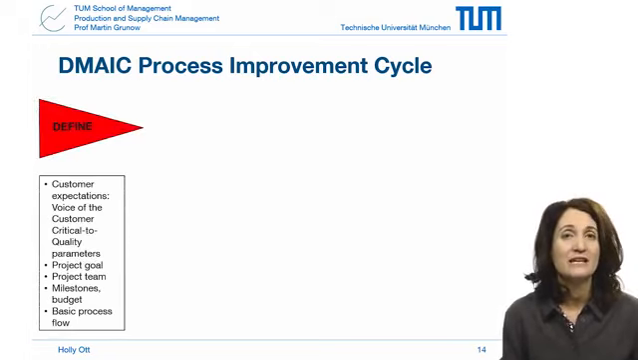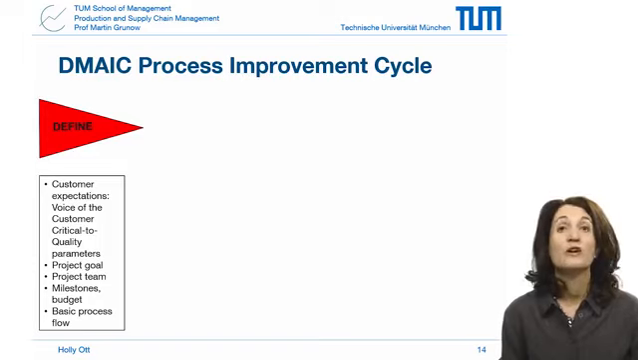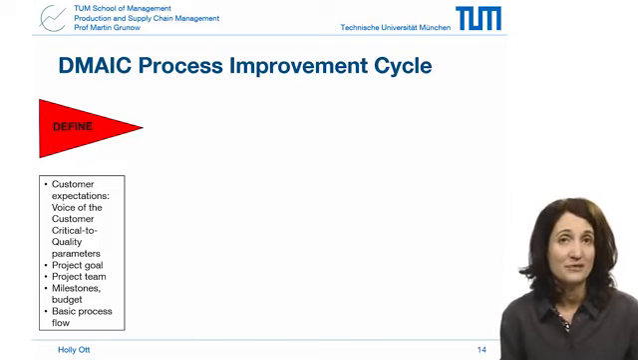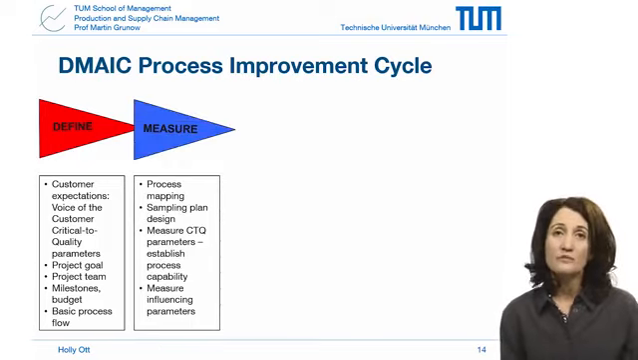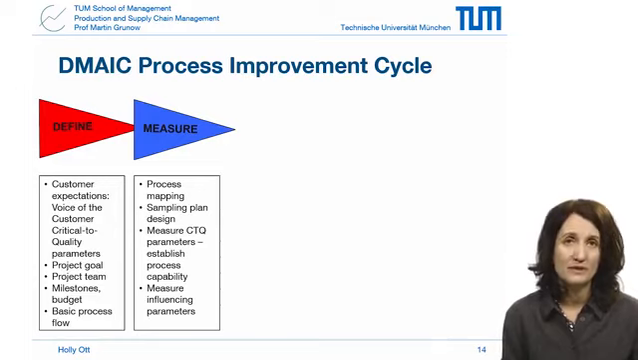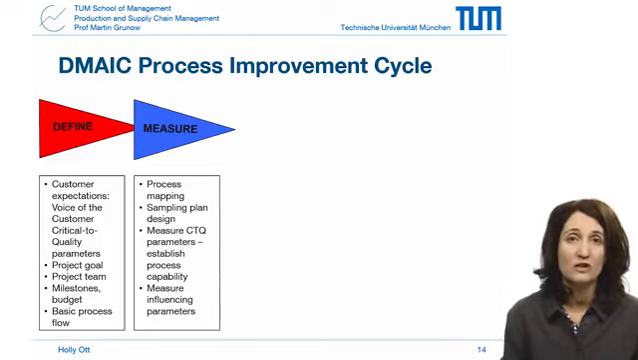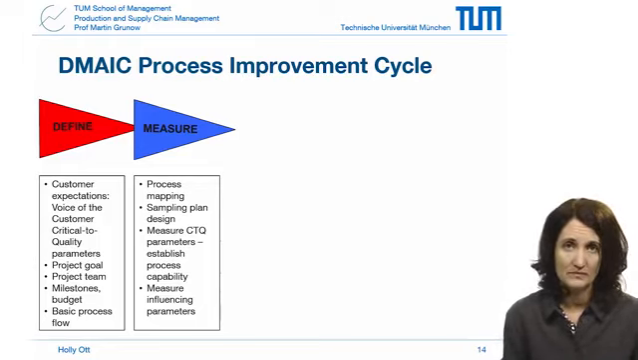to identify key customer requirements, what we call the critical to quality parameters. We want to set the goals for the Six Sigma project and form the project team. In measure, you need to be able to map the process that we're studying. We want to collect data, determine the current process performance and the current process capability. We measure influencing parameters, those that are likely to impact our critical to quality parameters.